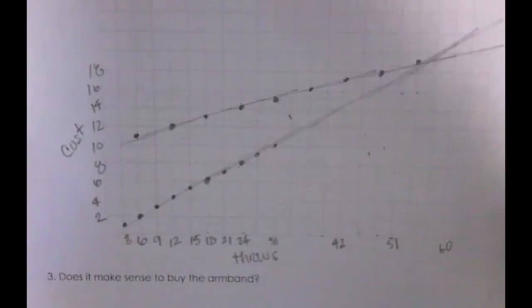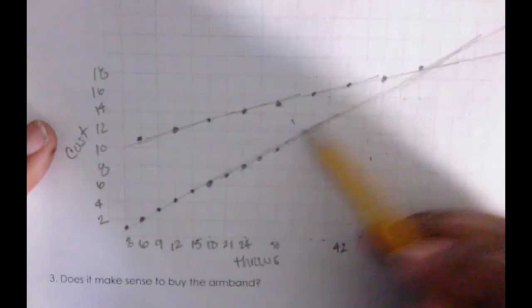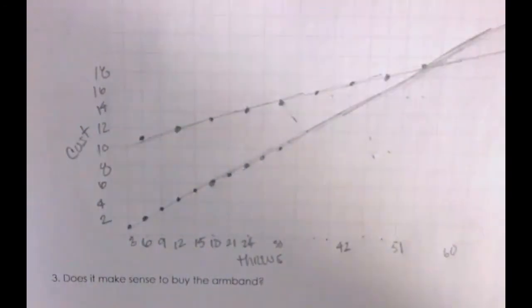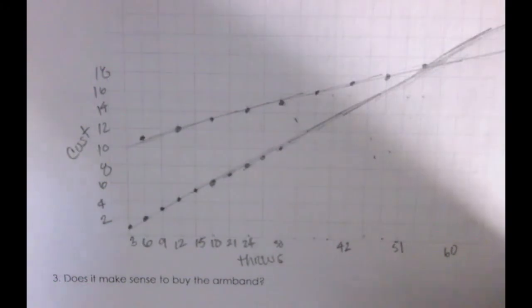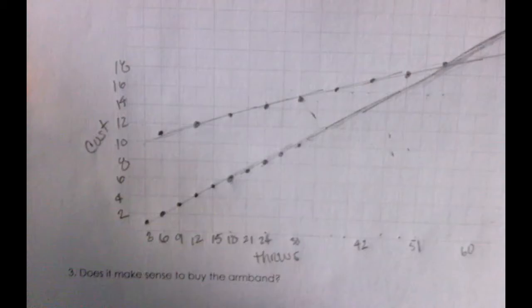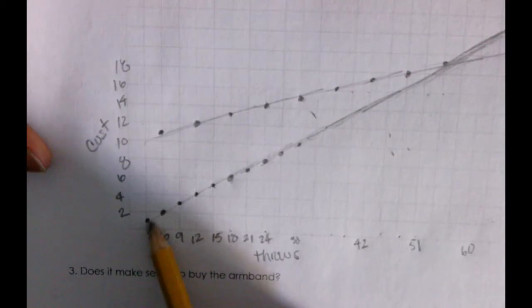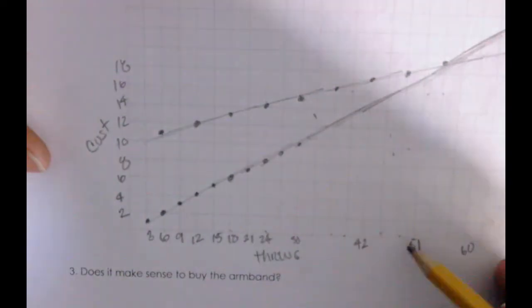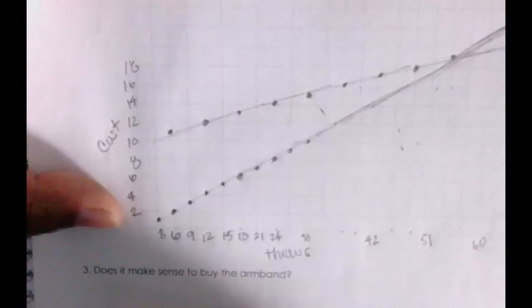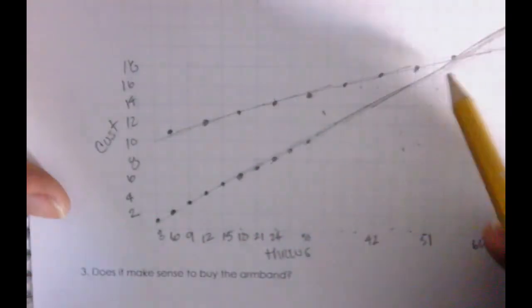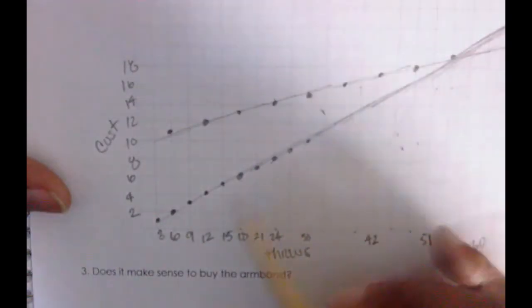I just added these numbers to see where the costs intersect. Does it make sense to buy an armband? So this question is asking, would it make sense for me to buy an armband? If I'm only planning on throwing, I want to say, less than 51 throws, then no, it doesn't make sense. I would pay less if I'm only playing the game for a short amount of time.